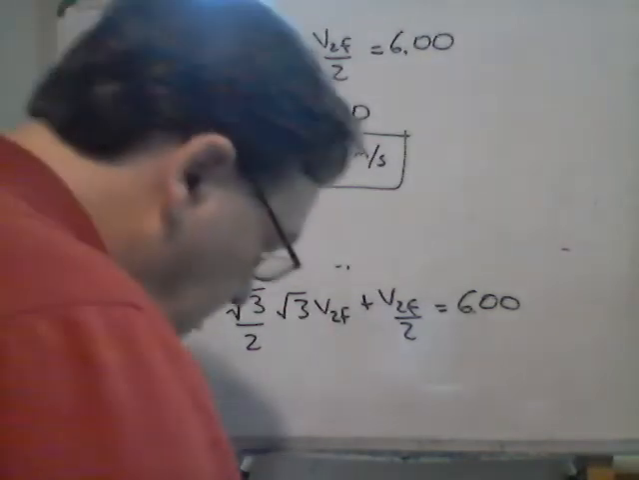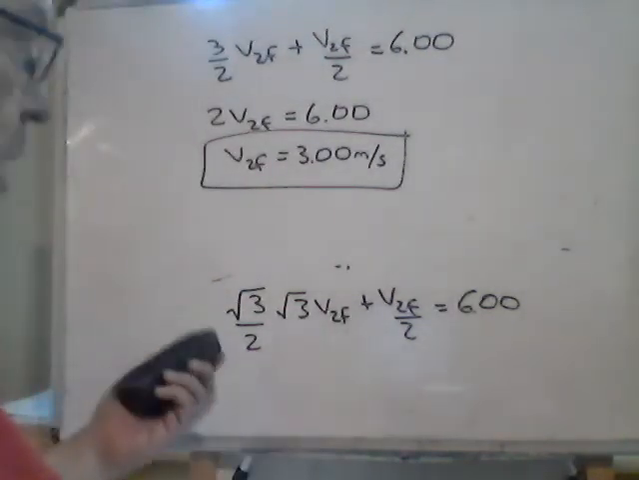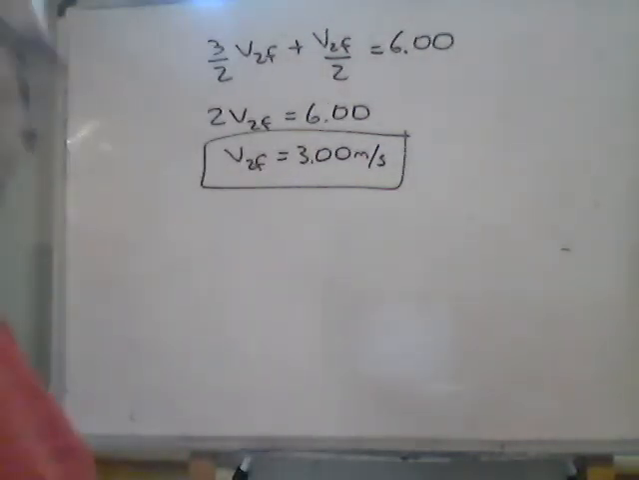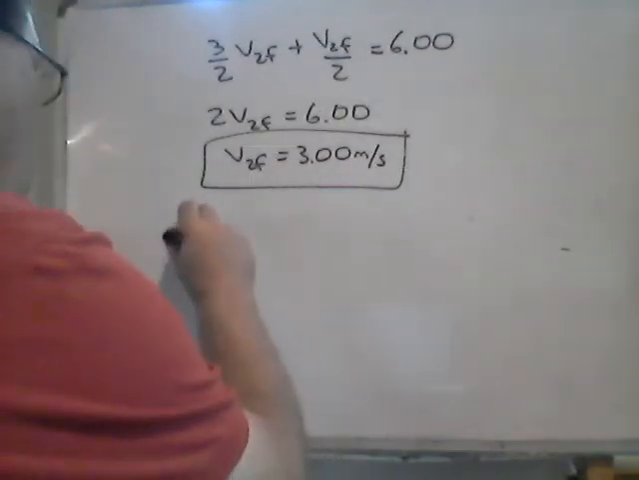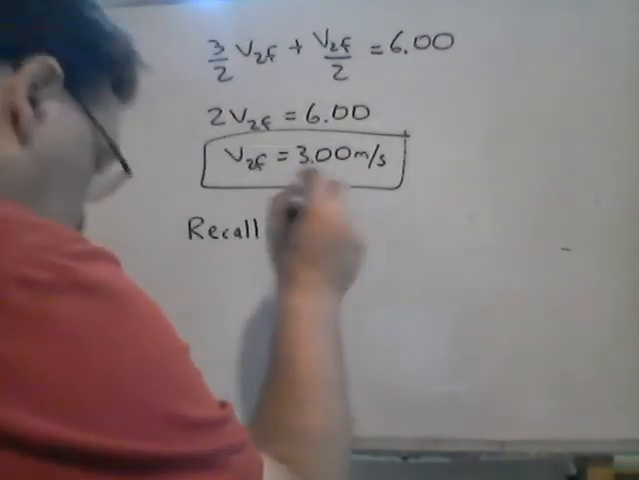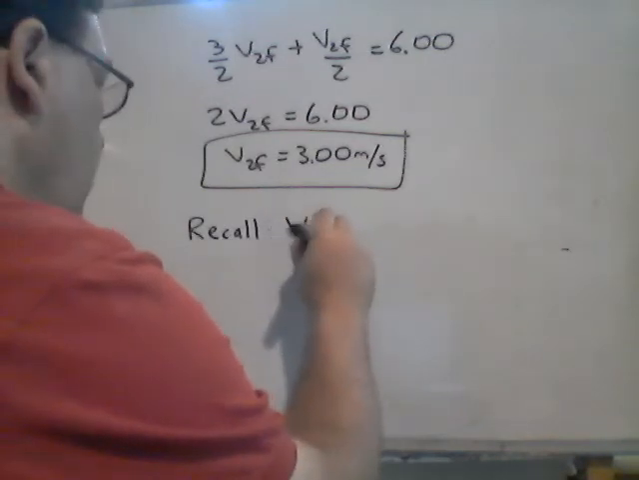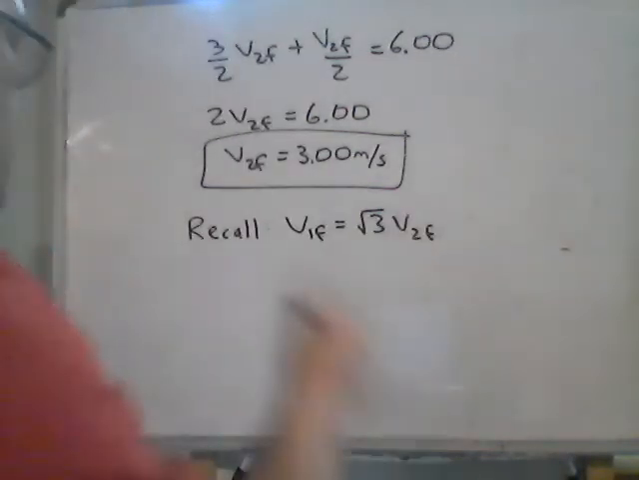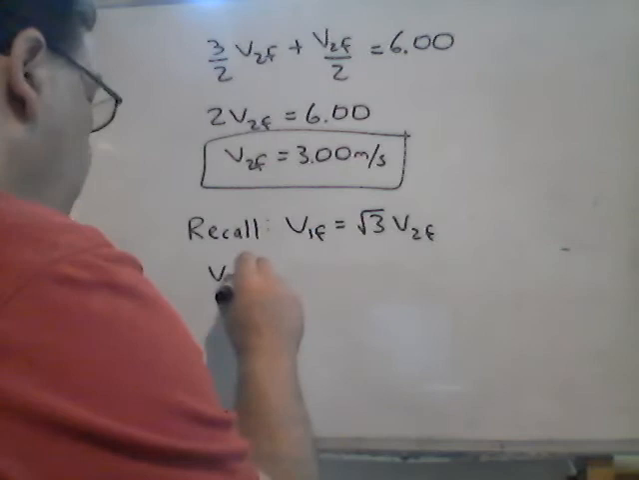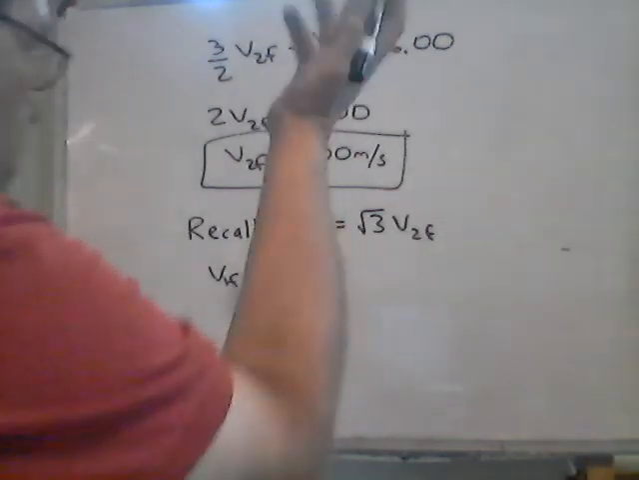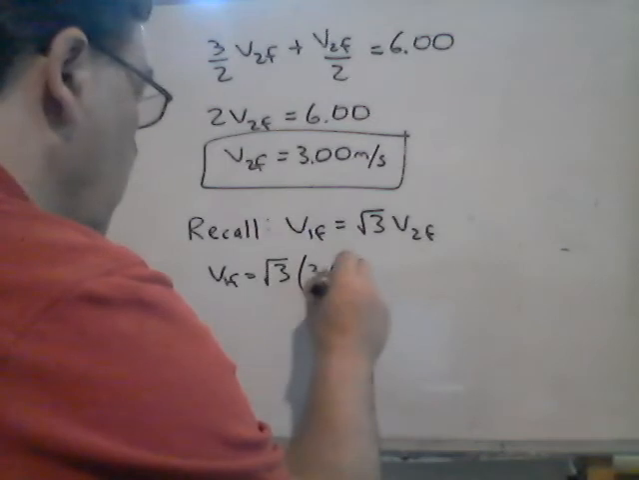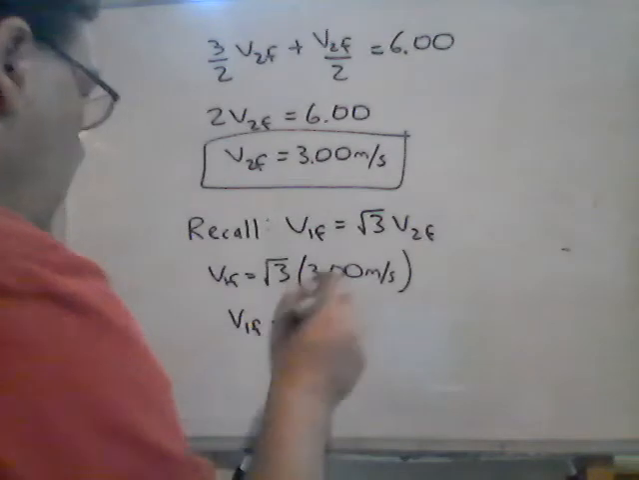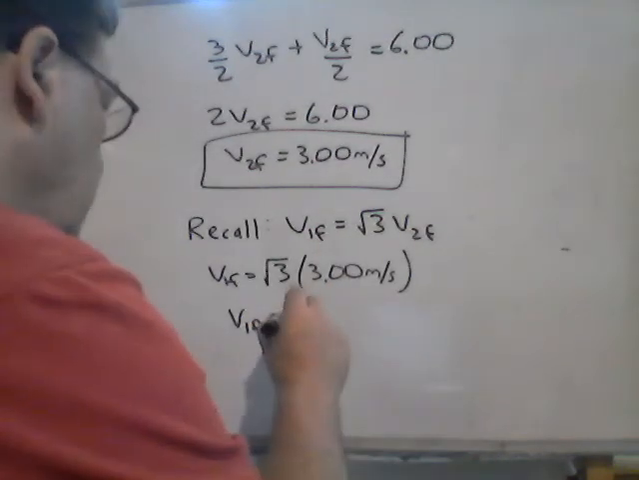What I can then do is simply pick one of the other equations to solve for the other velocity. Remember, a few lines up, before I did the substitution, I wrote that v1f is the square root of 3 v2f. Well, I figured out v2f, right? So quite simply, v1f is the square root of 3 times what's v2f? That's 3.00 meters per second. So doing that, I get v1f is going to be 5.20 meters per second.